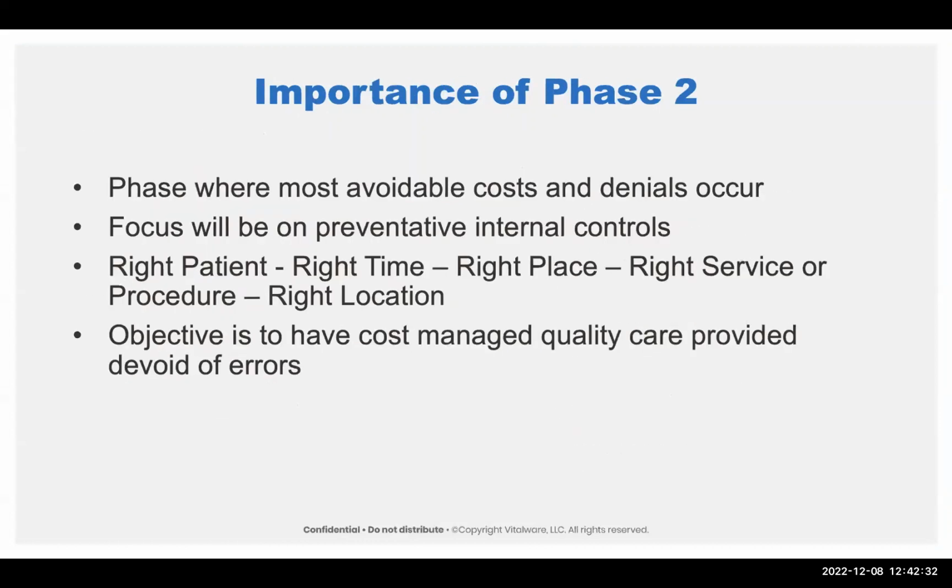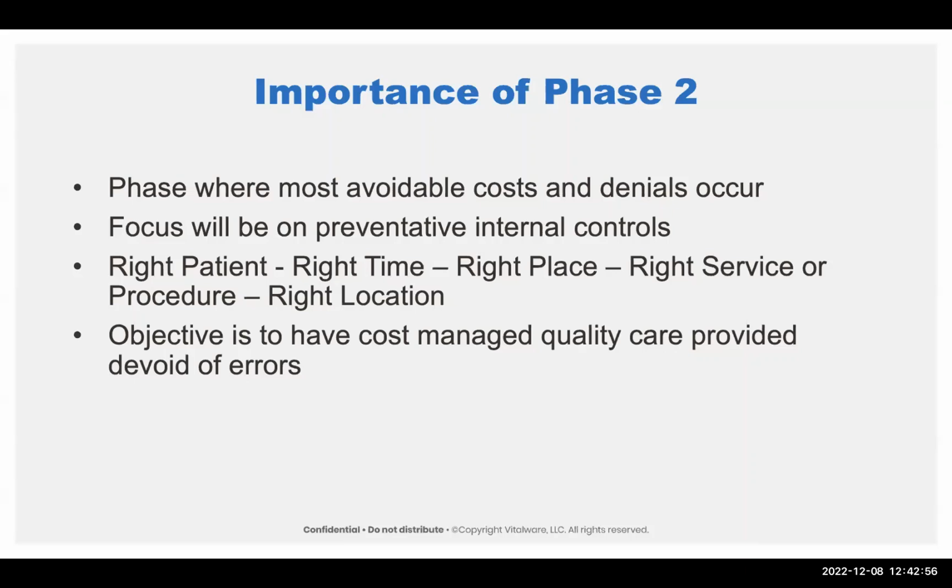So when I look at that, phase 2 is where most avoidable costs and denials occur, so focus on the preventative internal controls. So right patient, right time, right place, right service, right location. So that's the 5 R's. Am I providing this patient with the right service at the right time in the right place? What does that sound like?